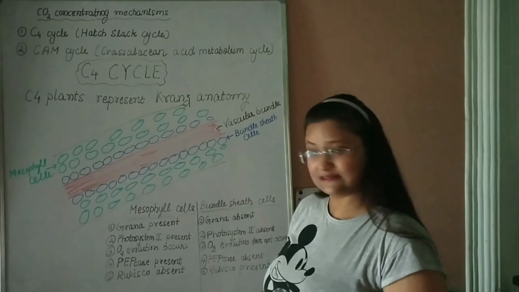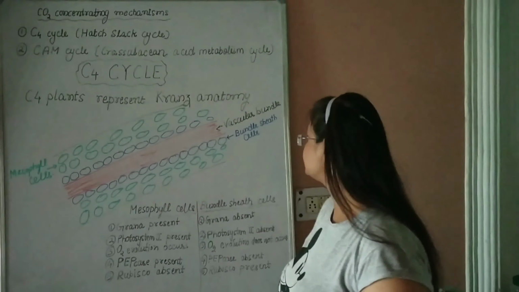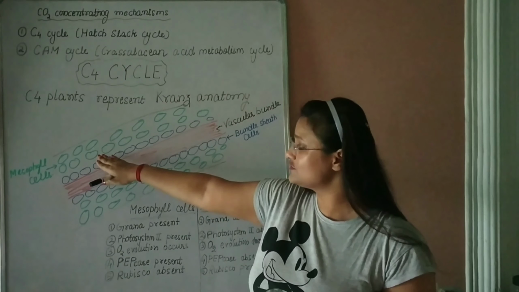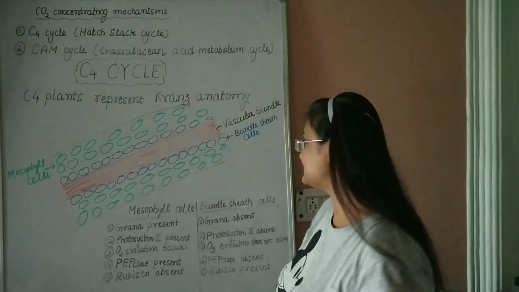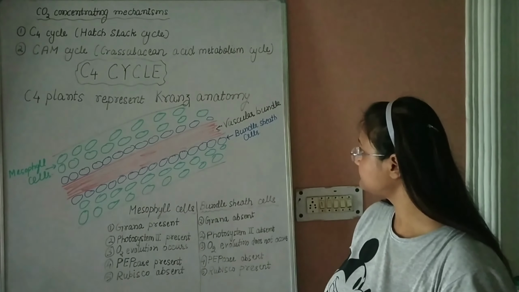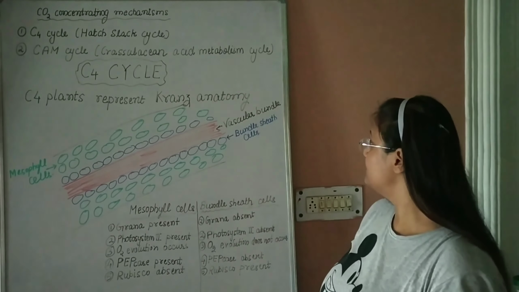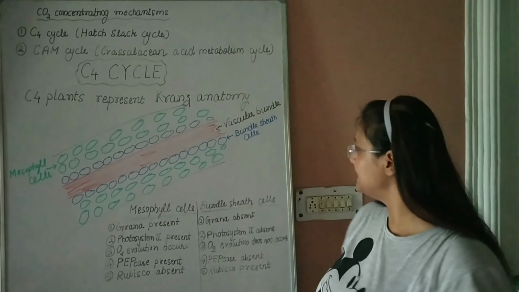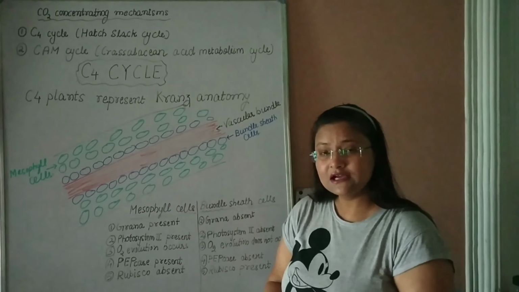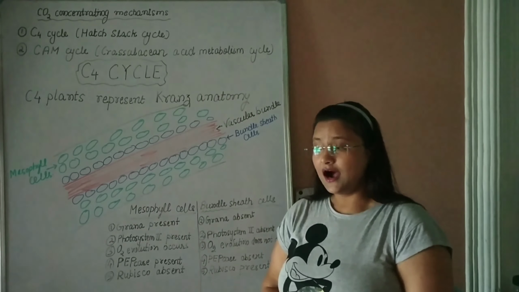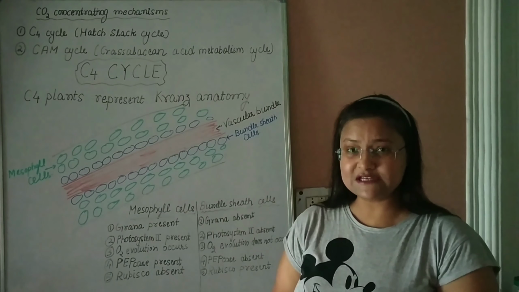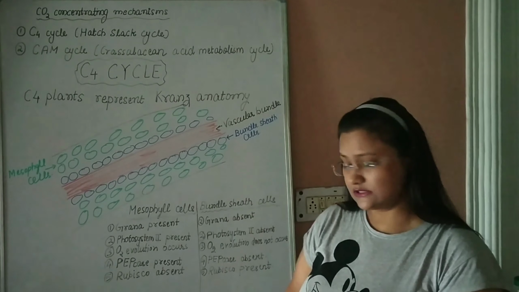Only C4 plants have these bundle sheath cells, not C3 plants. And outside of them, they have mesophyll cells, which are there in C3 plants as well. So they have got two types of cells. So basically, let us see why they have developed two types of cells, mesophyll cells and bundle sheath cells. We know that the enzyme Rubisco is the one which causes both carboxylation and oxygenation reaction, and because of oxygenation reaction, photorespiration occurs, during which carbon loss occurs.